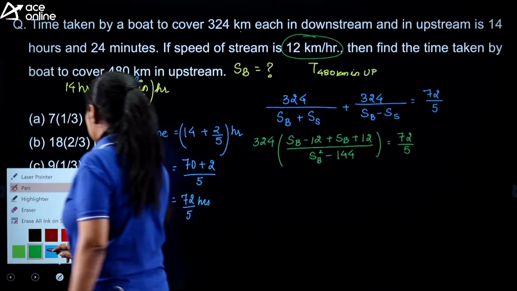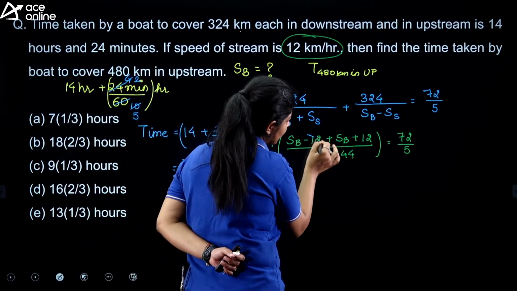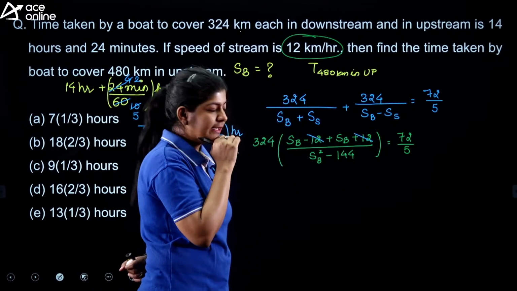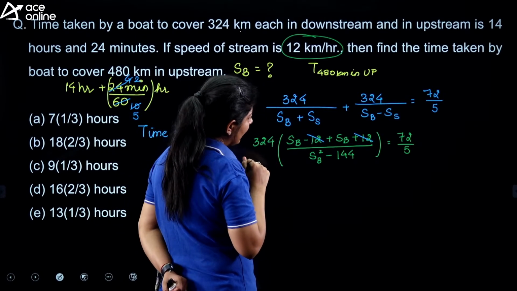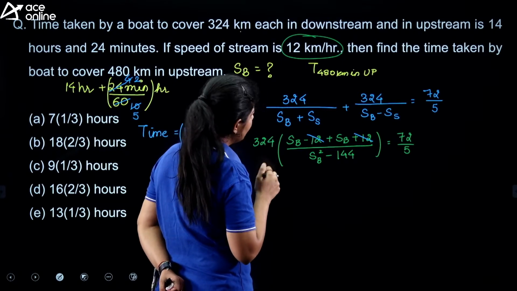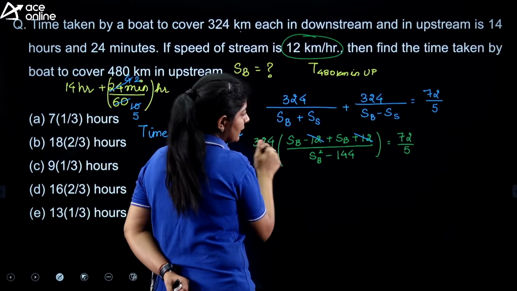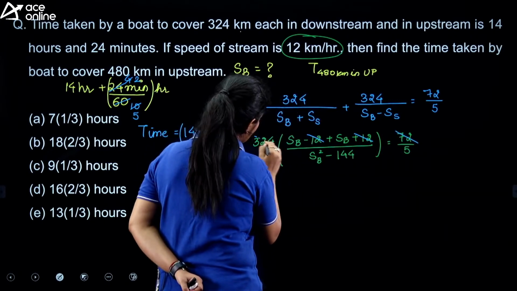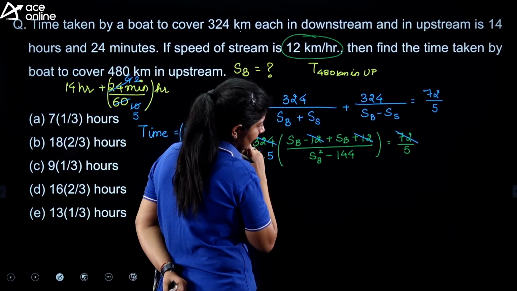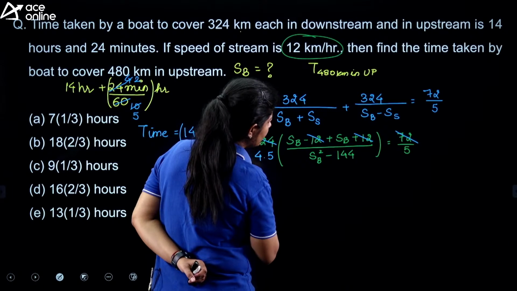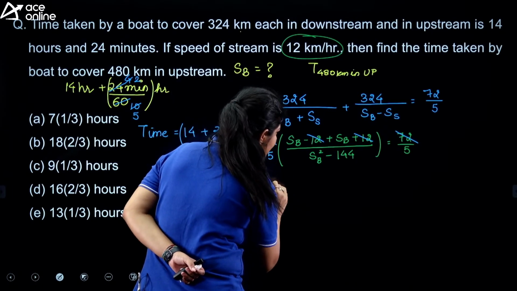Now, are we able to eliminate any of the numbers that we have? Here, if we see, this 12 and this 12 are eliminated, right? Here what we got is 2 SB, right? Apart from that, can we eliminate anything? If we eliminate this 72 and this 324, what we are getting is 4.5, right?